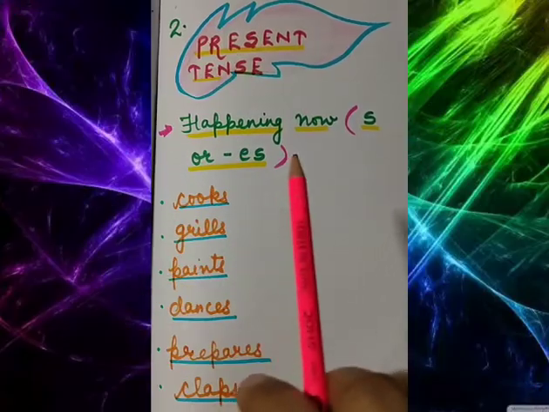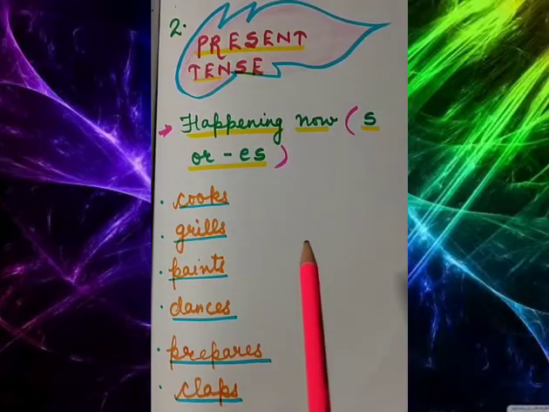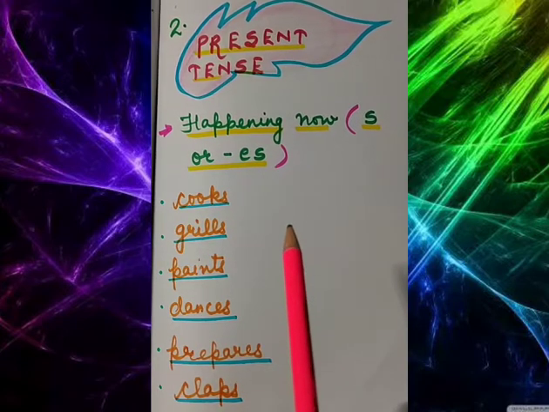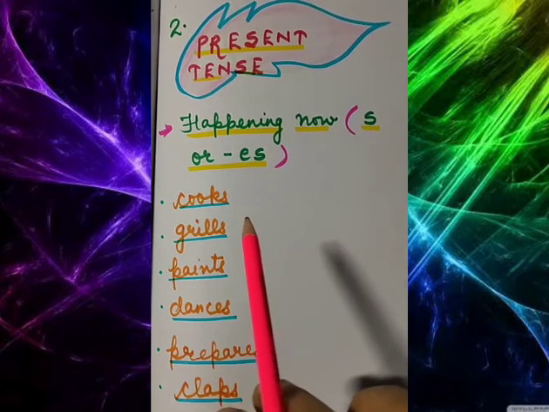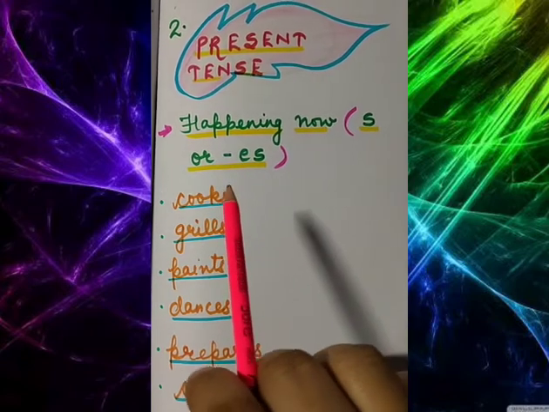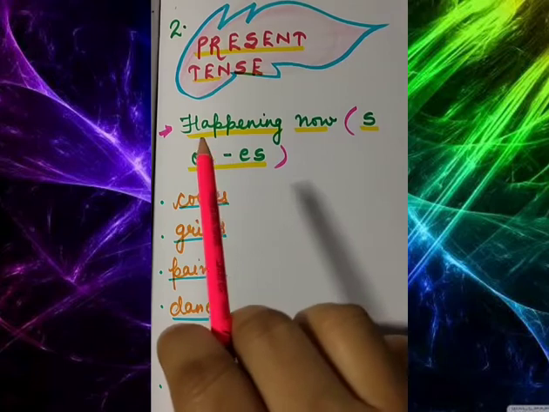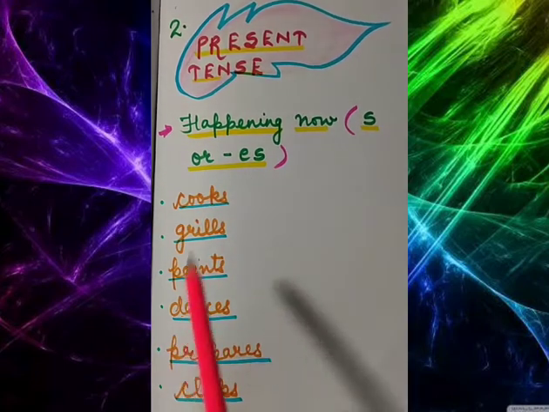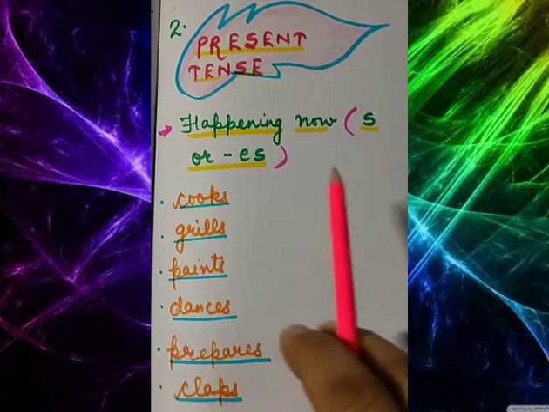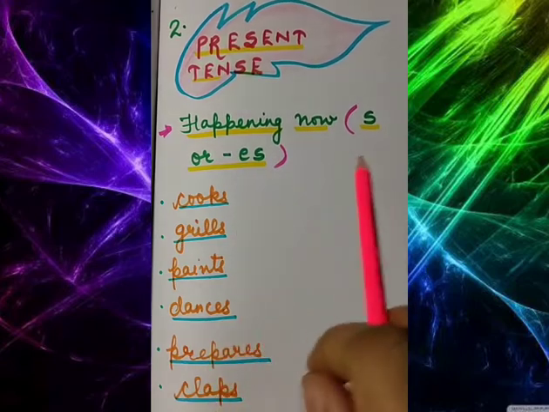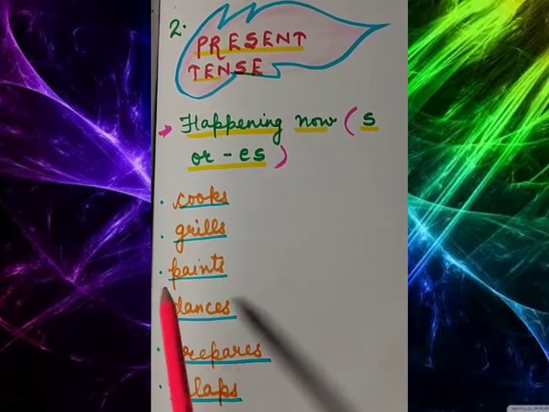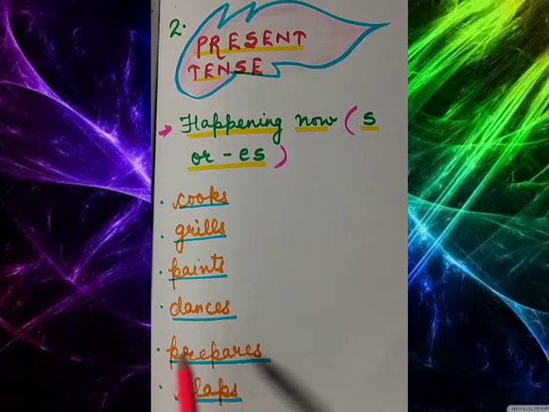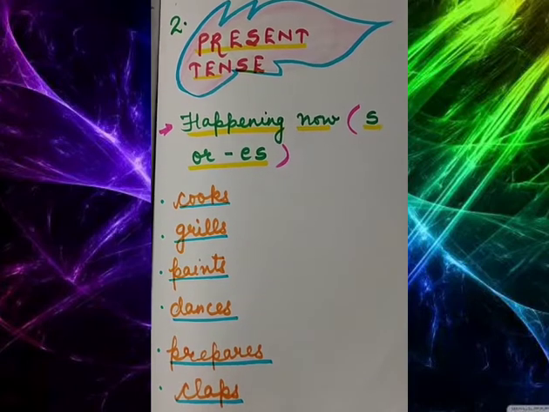Now the second class is present tense. When a verb is used to show that the action takes place at present, it is called present tense. These are the words which tell us that the action or things are happening now. We can add s or es to the verbs, like cooks, grills, paints, dances, prepares, claps.